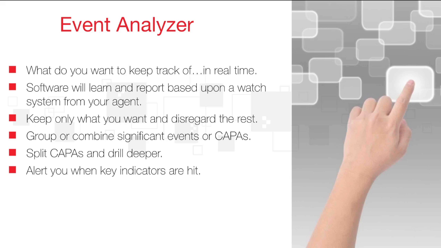So I would be able then to group or combine significant events, maybe a couple of key complaints from different locations, and launch them together into a CAPA. I could split a CAPA. Say what I'm learning here is that I thought I had one CAPA, but I've got two. I'm going to split it and take that CAPA and drill deeper, while this CAPA over here is going to move over into this area. So I've got all kinds of flexibility as I work with these agents, as we get a system that is able to learn what I put in it as my key indicators are hit.